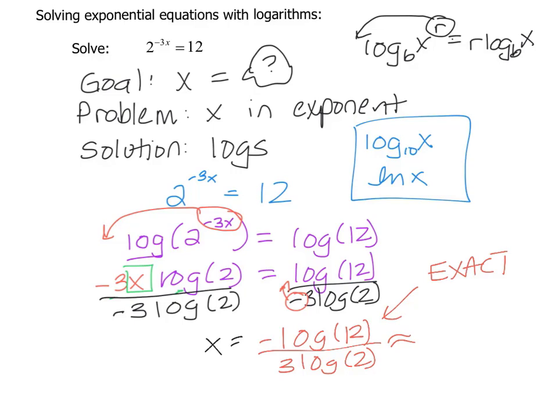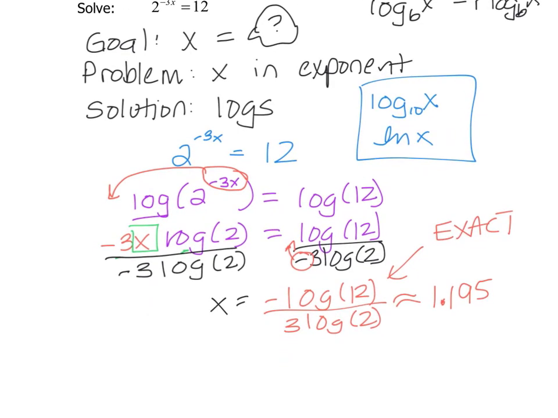And then sometimes we want an approximate. You can get the approximate by just typing that into your calculator, and that approximate is 1.195. To type that into your calculator, you have to be a little bit careful. You want to make sure to use parentheses. So I would type negative log 12, close parentheses, divided by, and I need parentheses around that denominator, so 3 log 2. You just have to be really careful to open and close parentheses appropriately.